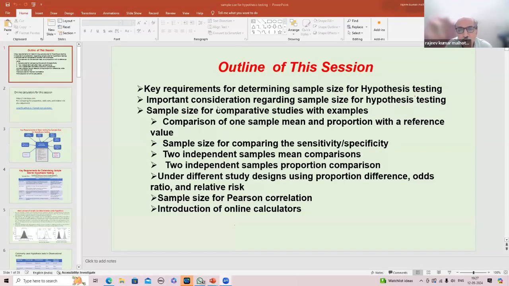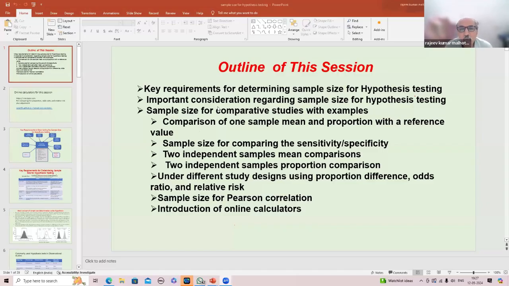Hypothesis testing we use when we are comparing one thing to another thing. Like in an estimation, there is no comparison, but hypothesis testing is applicable when we are going to compare one value to another value. So in one sample also, we are comparing with a reference value, called a historical value or historical control value, or the literature value. There are some different names. So we compare our sample value to the reference value or literature value.